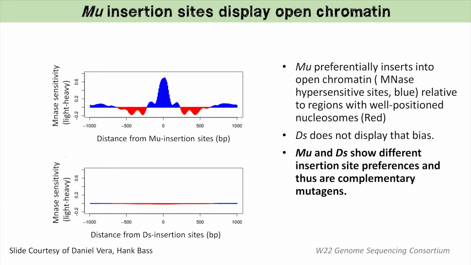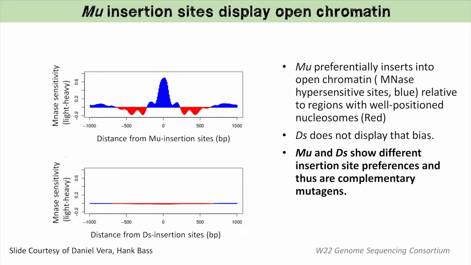So the way to visualize this is the blue here is showing regions of the genome that are accessible with a light digestion of the micrococcal nuclease relative to a heavy digestion, which is shown in red. And these light regions are associated with open chromatin, and these are associated with nucleosomes.